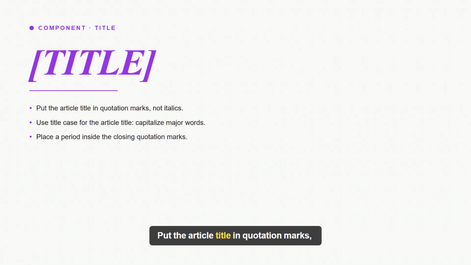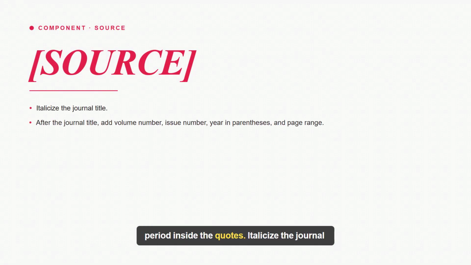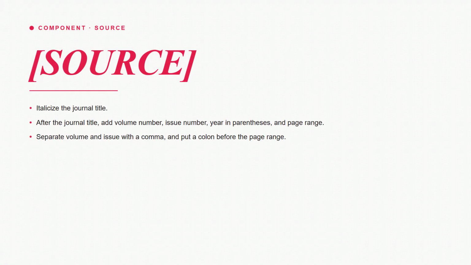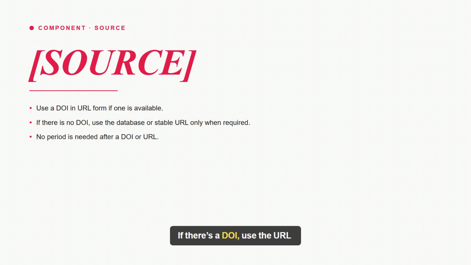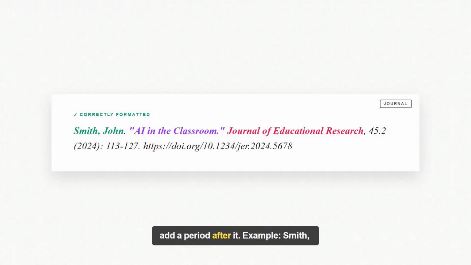Put the article title in quotation marks, with title case and a period inside the quotes. Italicize the journal title. Then add volume, issue, year in parentheses, and the page range. If there's a DOI, use the URL form. MLA 9 does not add a period after it.